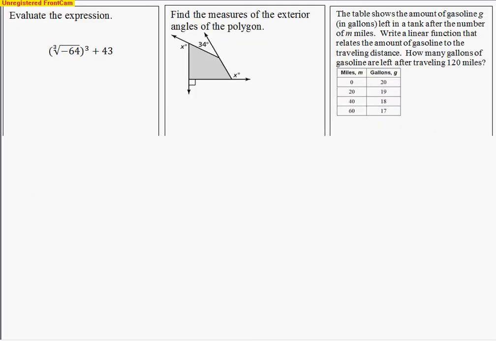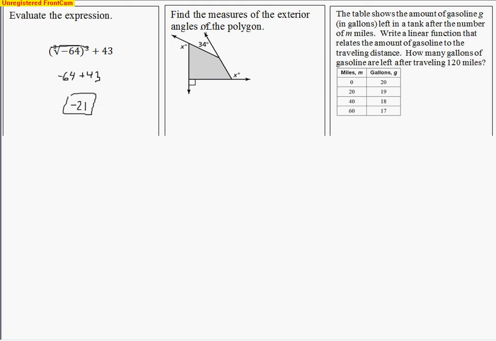And the first one here says that we're supposed to evaluate the expression. So just as a square root was canceled out by squaring it, a cubic root is canceled out by cubing it. And so we're just left with the radicand of negative 64. So we just add 43 to that number, and that gives us negative 21.